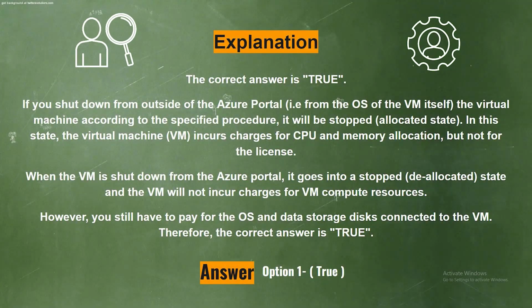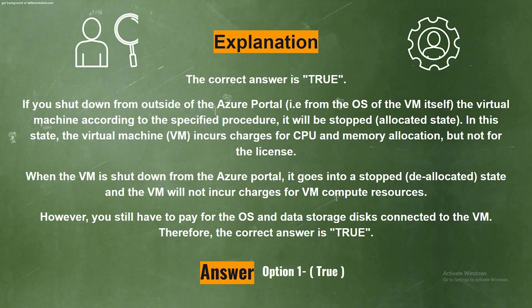Explanation. The correct answer is true. If you shut down from outside of the Azure portal, that is from the OS of the VM itself, the virtual machine according to the specified procedure, it will be stopped. In this state, the virtual machine incurs charges for CPU and memory allocation, but not for the license.